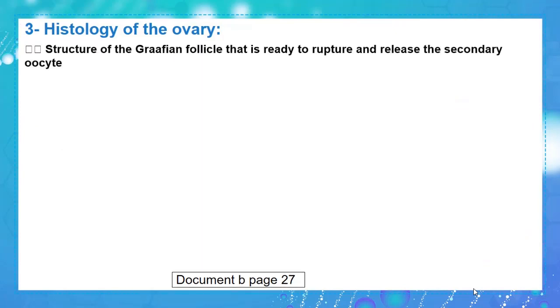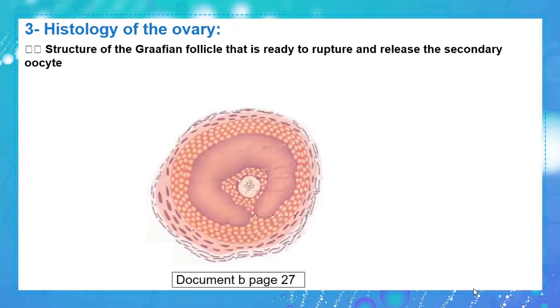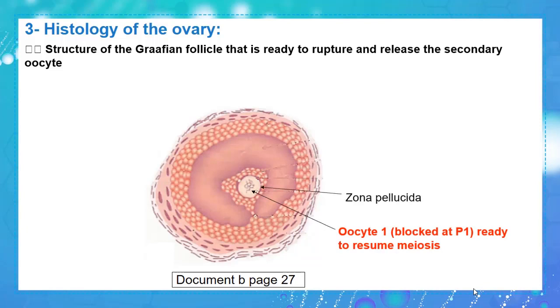Document B of your books shows the structure of this Graafian follicle. It shows the oocyte in the middle of the follicular cavity, still blocked at prophase 1. This oocyte is surrounded by a non-cellular protein layer called the zona pellucida. This zona pellucida is in turn surrounded by a cellular layer known as corona radiata.